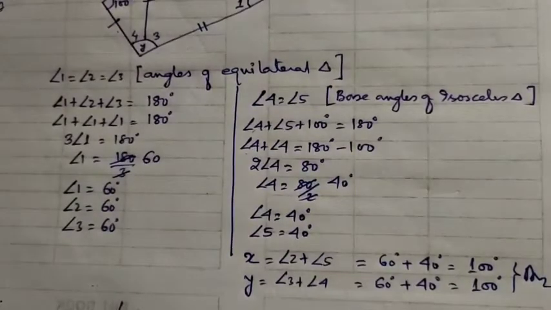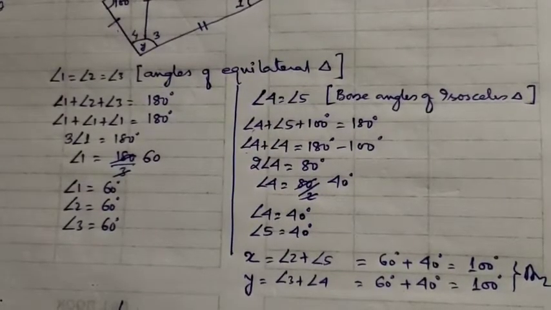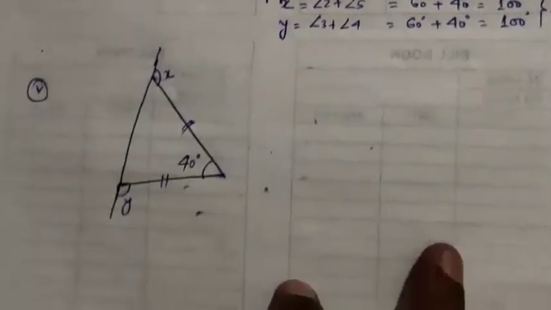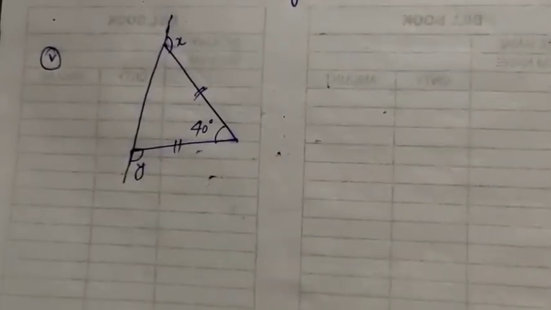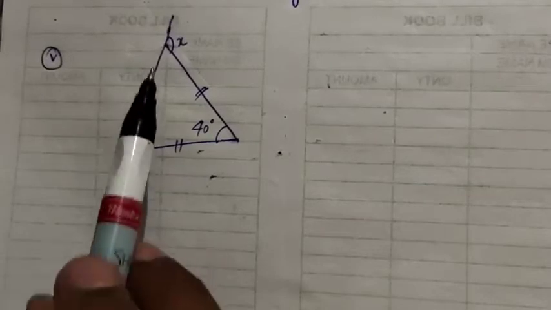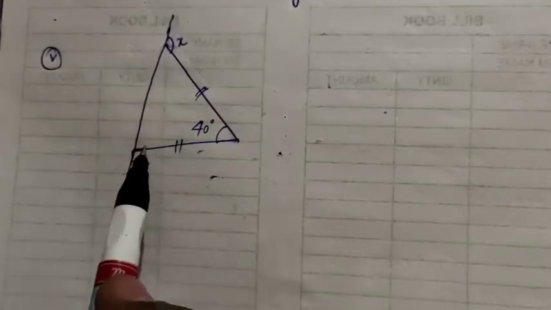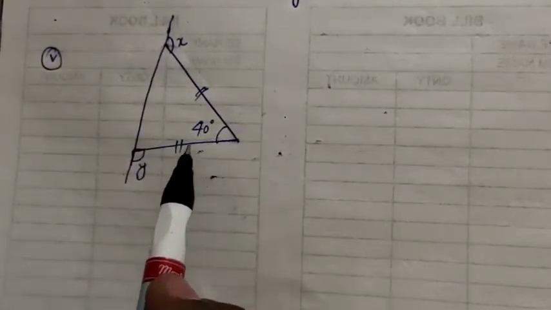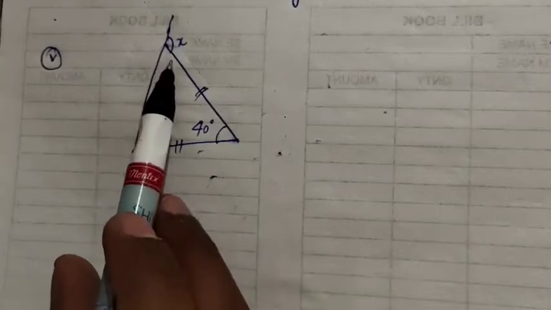Now one more question we will solve from question number 2, that is question number 5. Question number 5. Here also you can see x and y. These two are exterior angles, and in this triangle one angle is given and two angles are not given.